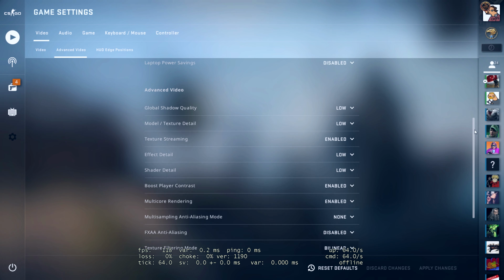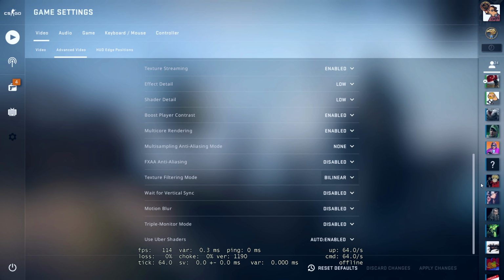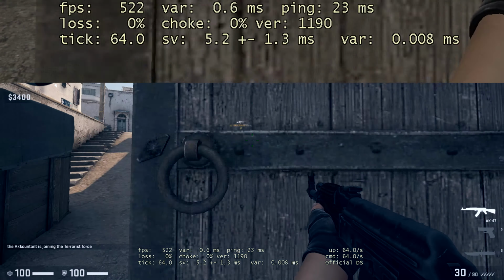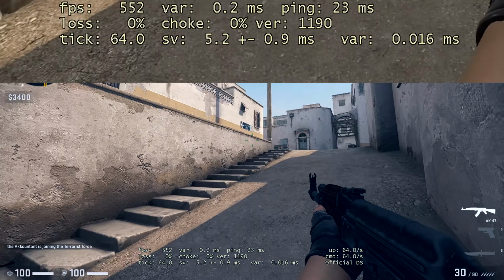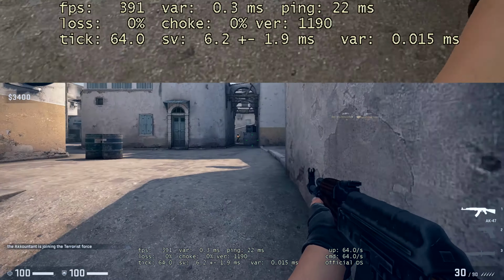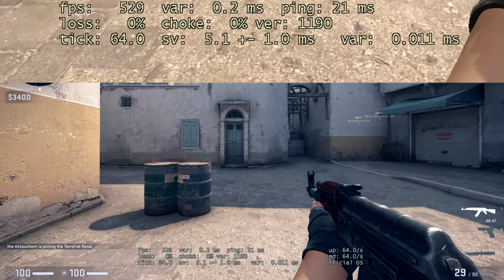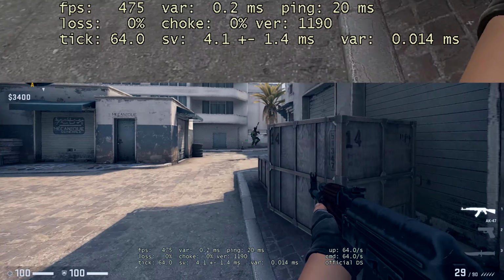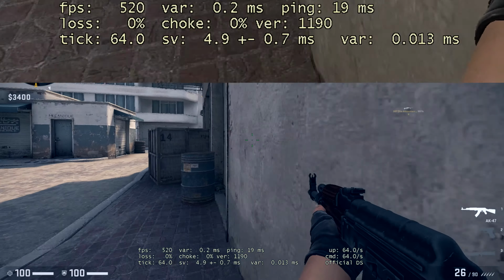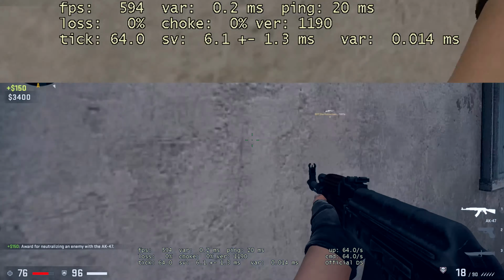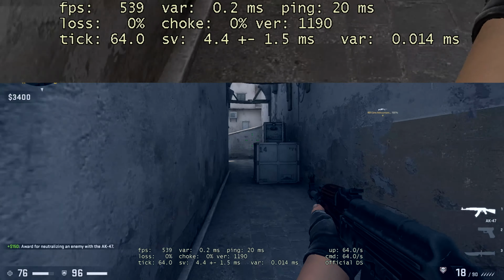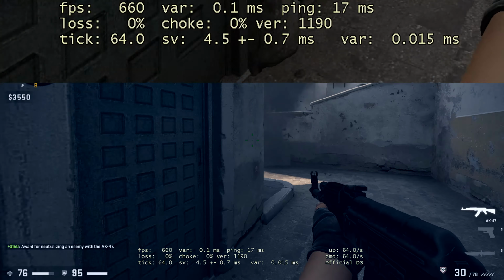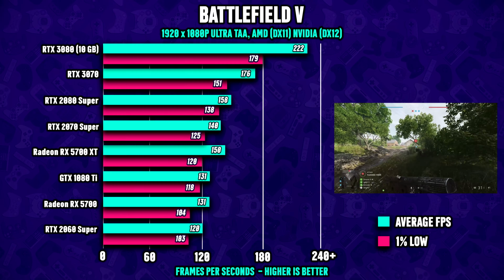CSGO is first up, and taking a look at what settings I went for, we see that I left pretty much everything at low with a few exceptions, and this is typically what settings you want to go for if you have a high refresh rate, let's say a 240 or 360Hz monitor. Now jumping into Dust 2 on a random deathmatch, we were averaging between 400 to about 600 FPS at 1080p resolution, and this is much thanks to Sentry's low latency and insanely fast single core performance.